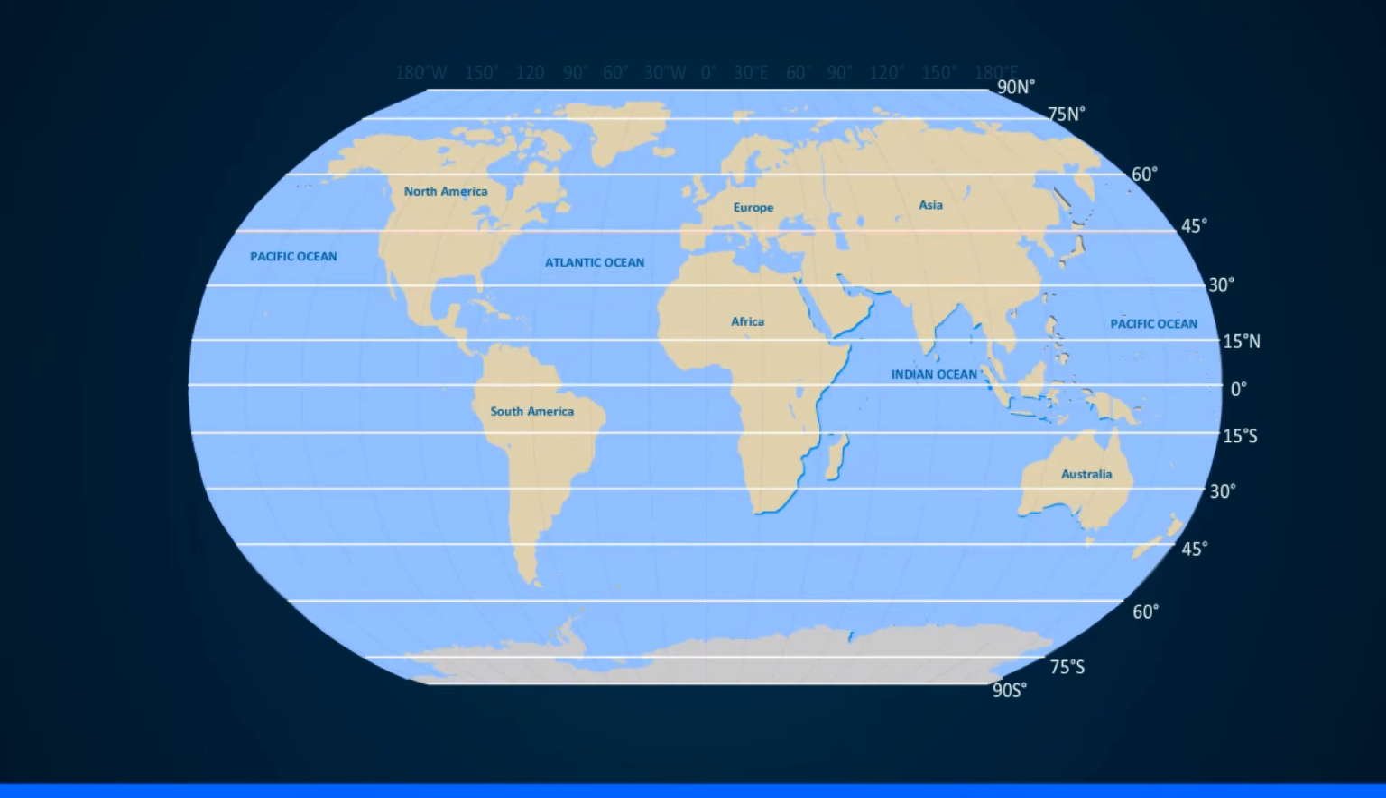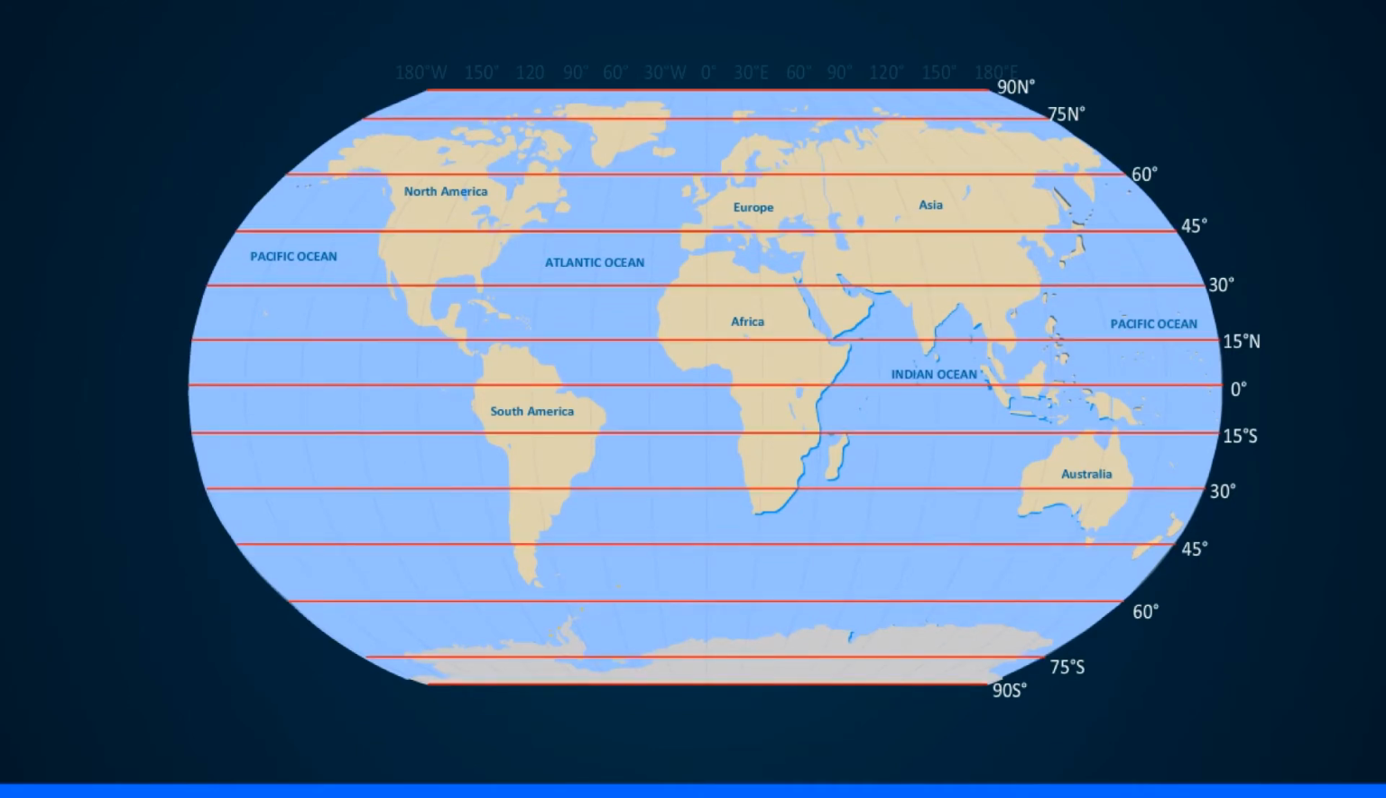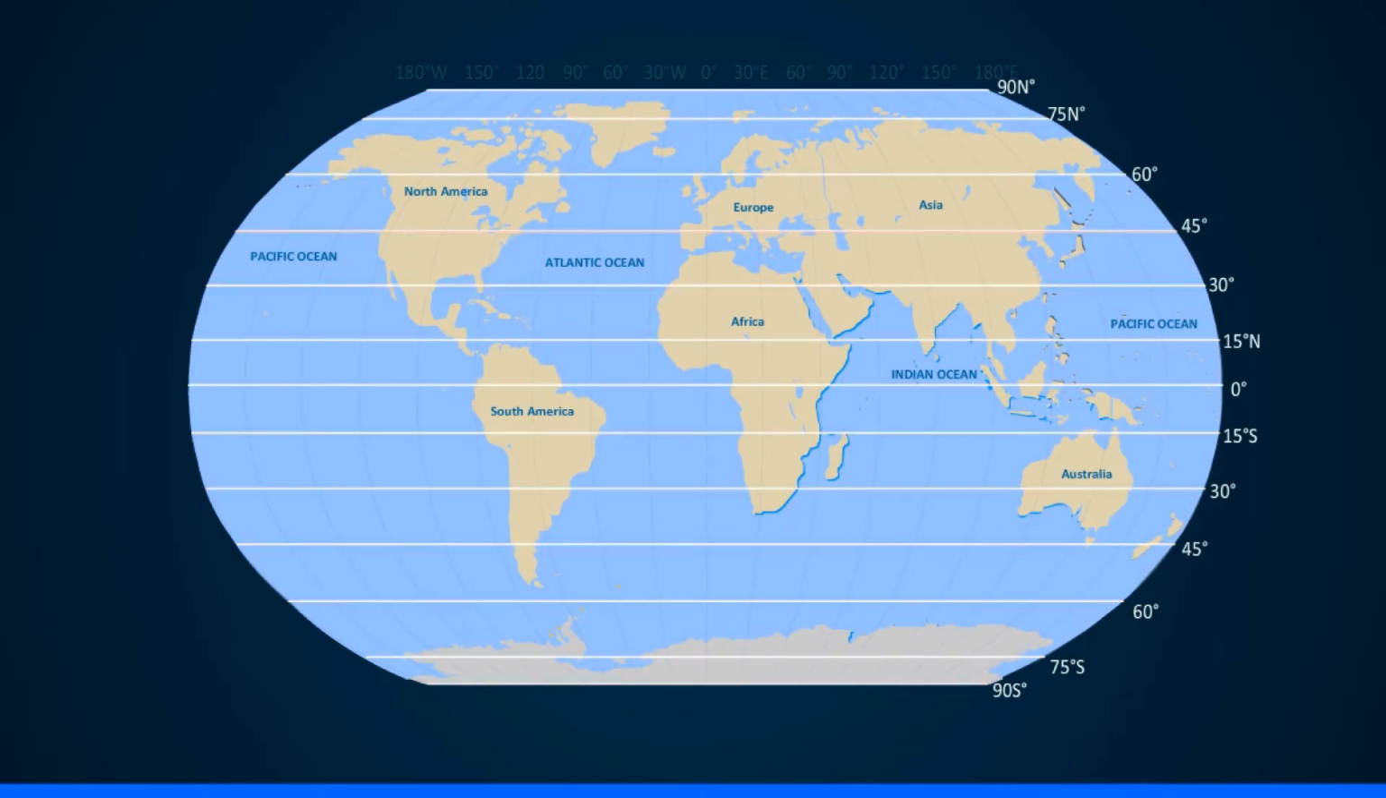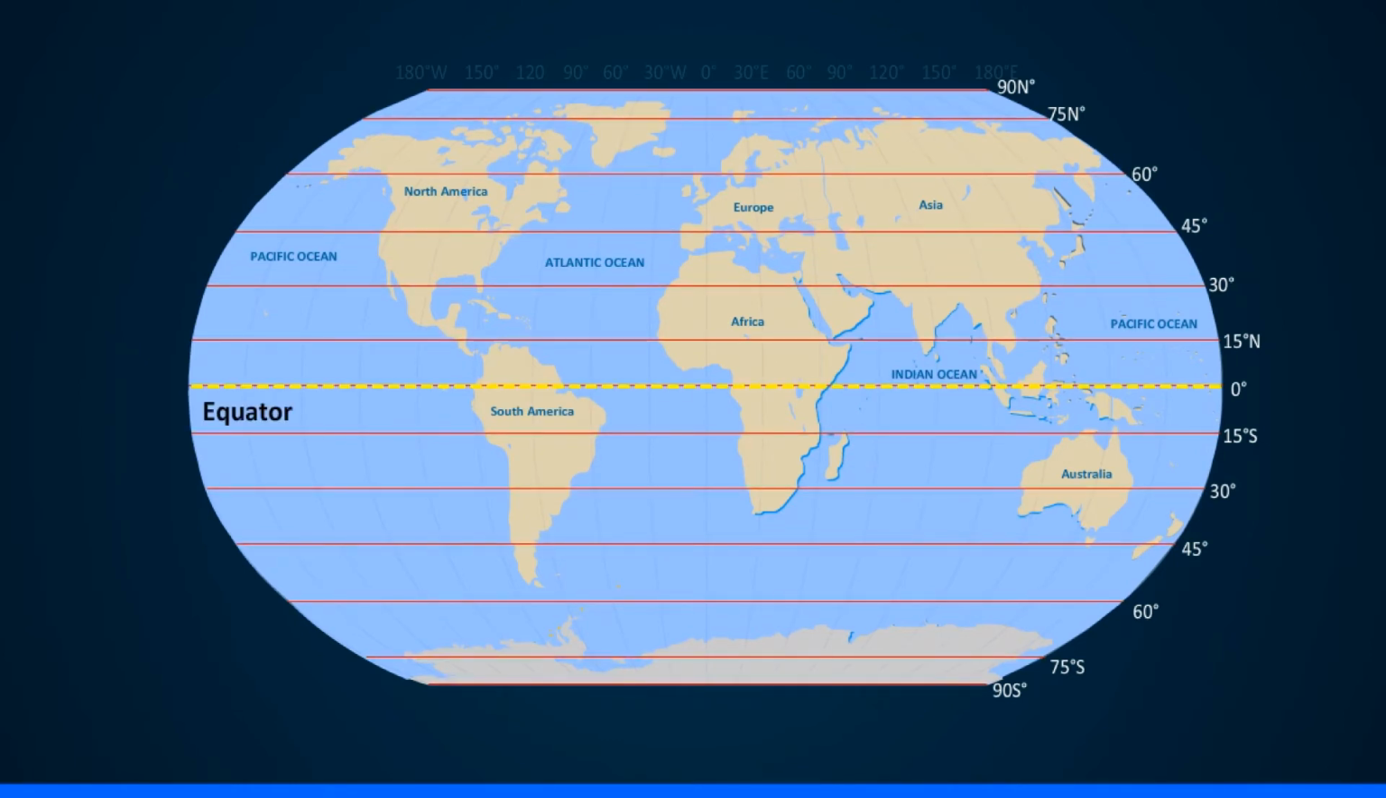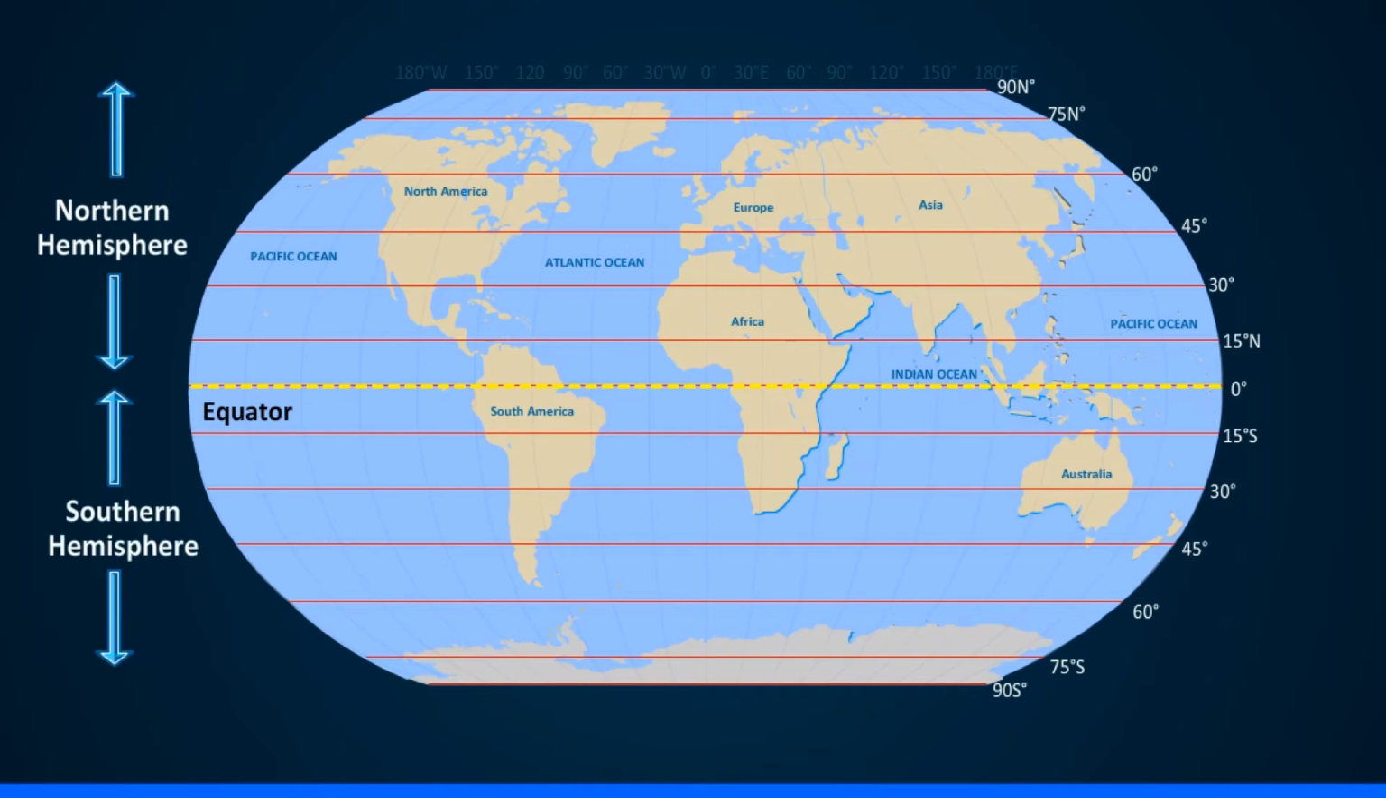Latitudes. Latitudes are circular imaginary lines that run horizontally in a west-east direction. The equator is the central latitude as well as the longest one. It divides the Earth into two equal halves to the north and south of it. Each half is called a hemisphere, the northern hemisphere and the southern hemisphere. The equator represents the 0° latitude and thus is a reference point.